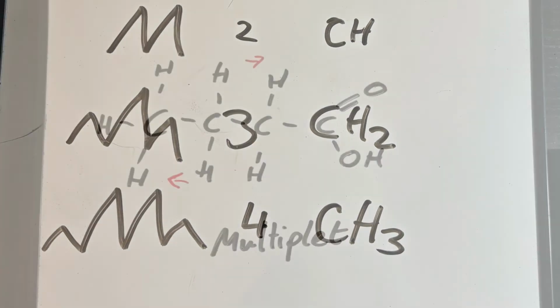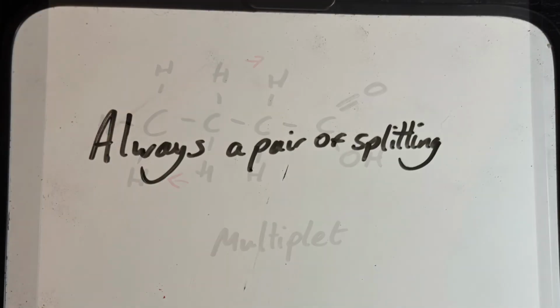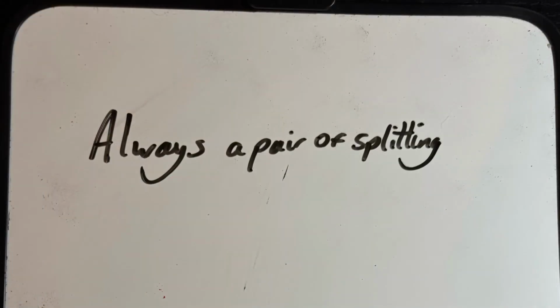In a molecule such as this, the hydrogens split between the two groups, and it forms something called a multiplet, or a multiplat, I'm not entirely sure. So spin-spin coupling always occurs in pairs. So there'll always be a pair of splitting patterns when you're looking at NMR.